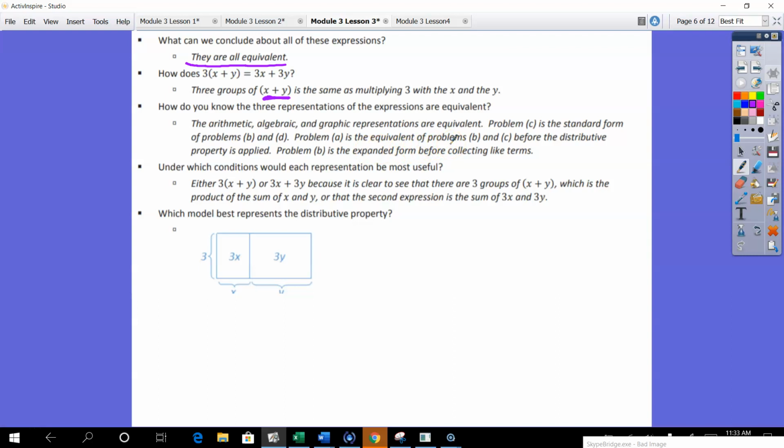Okay. Under which conditions would the expression be most useful? So using it as one of these two, so that we can see that there are three groups of x and y, or that the sum is 3x and 3y. And so which model best represents the distributive property, which was that very last one that we showed with the array, D.